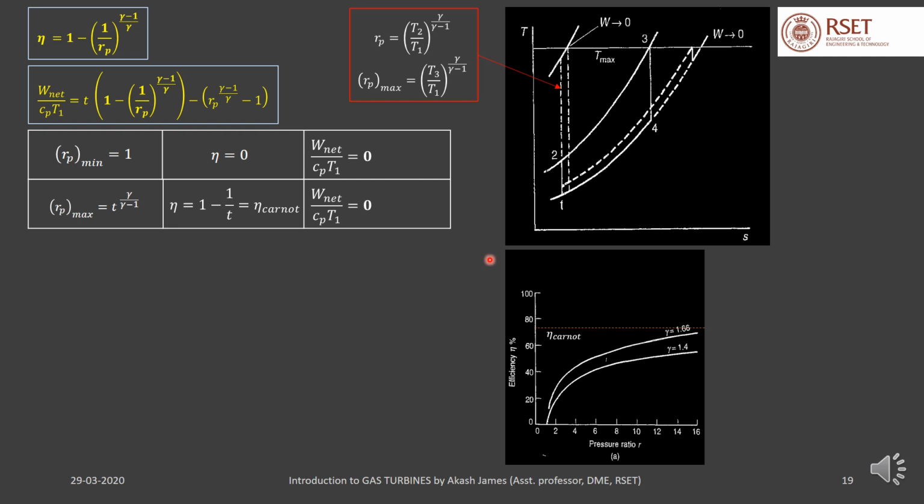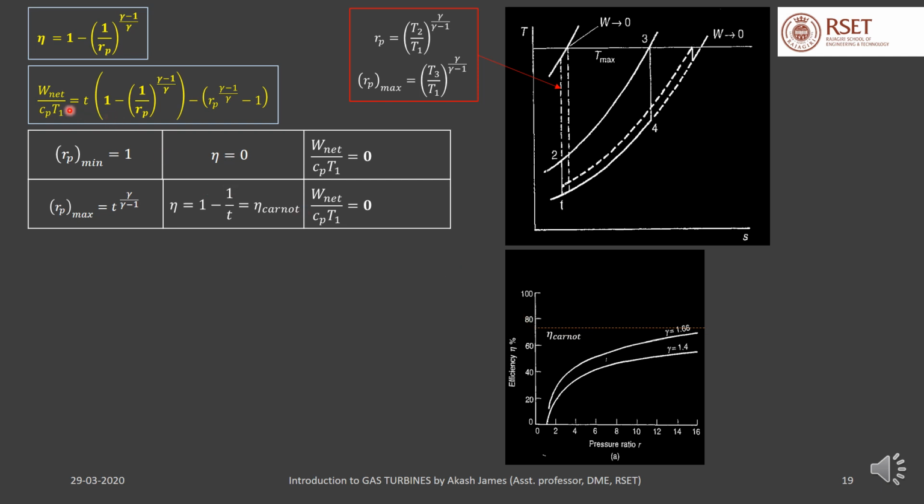Now let's see the same for the specific work output. Now in this case, efficiency depends only on pressure ratio and gamma. So in our graph, there are only these three variables: efficiency, pressure ratio and gamma.